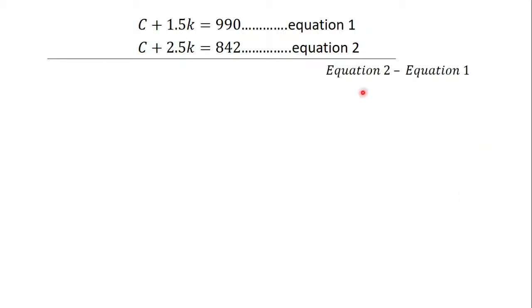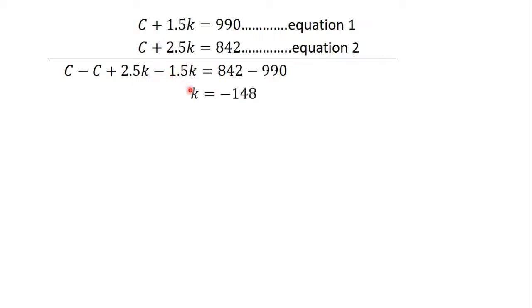So we will have equation 2 minus equation 1. This will give us C minus C plus 2.5k minus 1.5k is equal to 842 minus 990. 2.5k minus 1.5k will give us 1k or k, and 842 minus 990 will give us minus 148. So k is equal to minus 148.